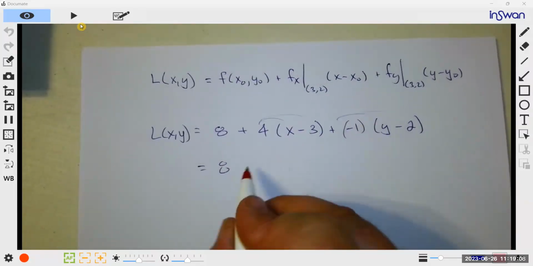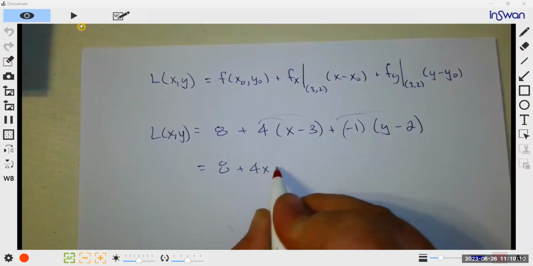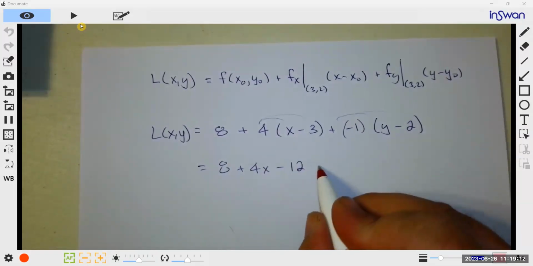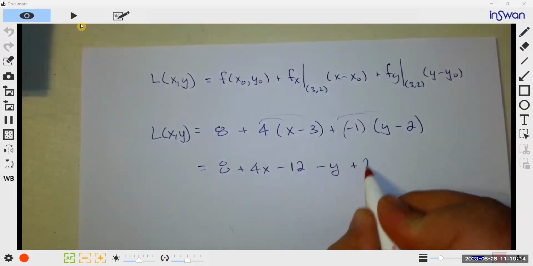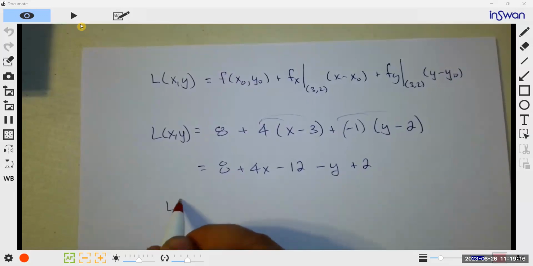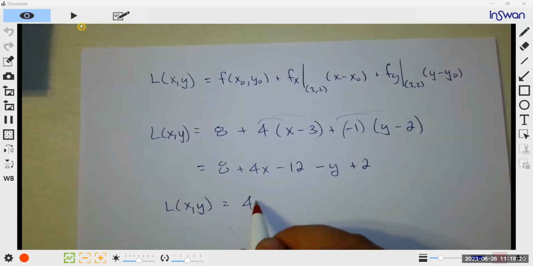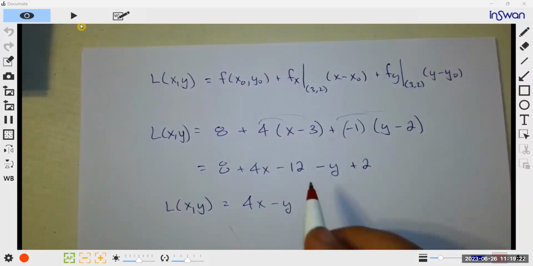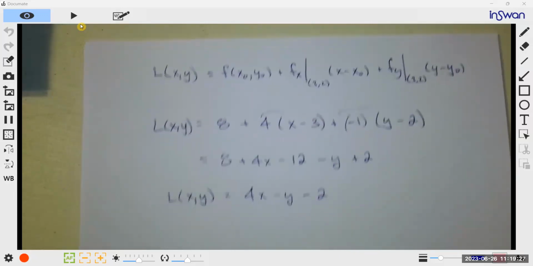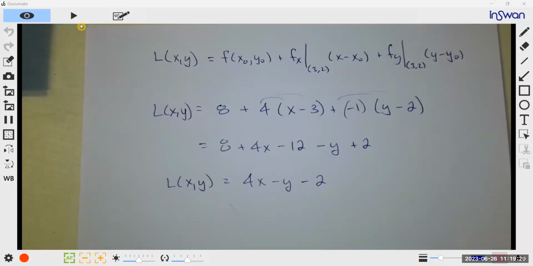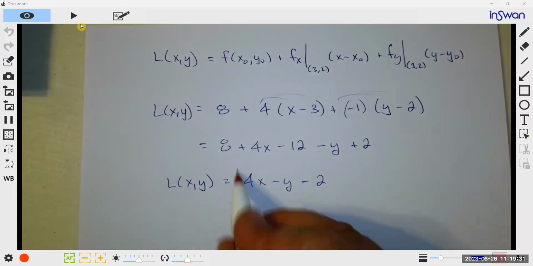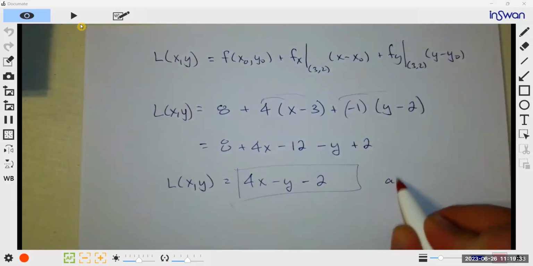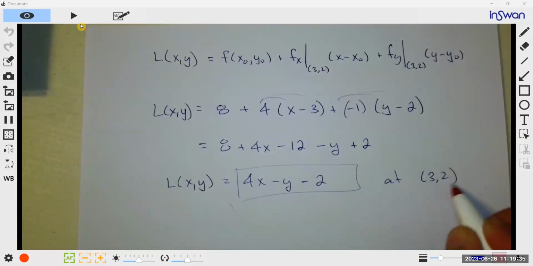Distribute. We get 4x minus 12, negative y plus 2. We have 4x minus y minus 2. So that's the linearization at the point 3, 2.